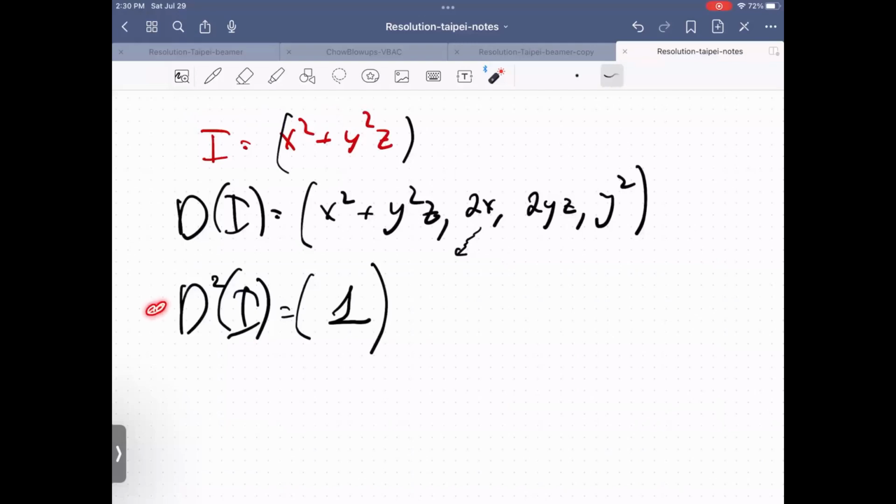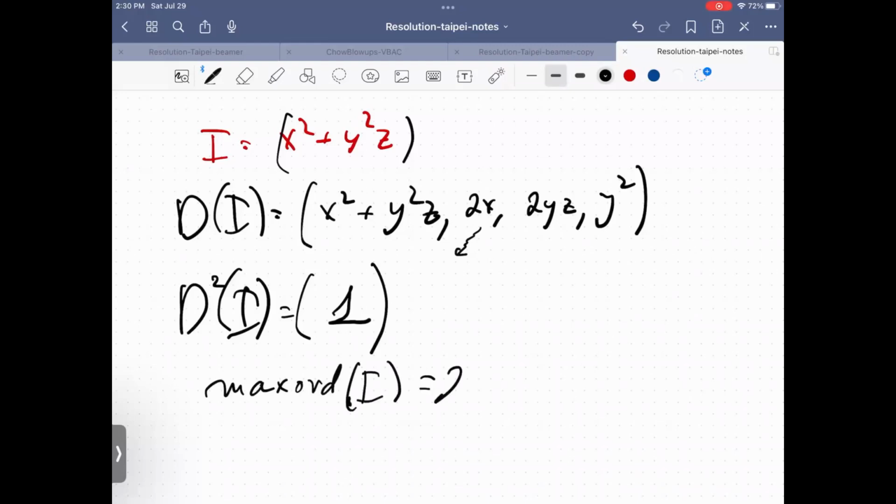We calculate D squared of I. That is the unit ideal. So at no point do I need to differentiate more than twice, but there are points where I need twice. So the maximal order is 2. Agreed?